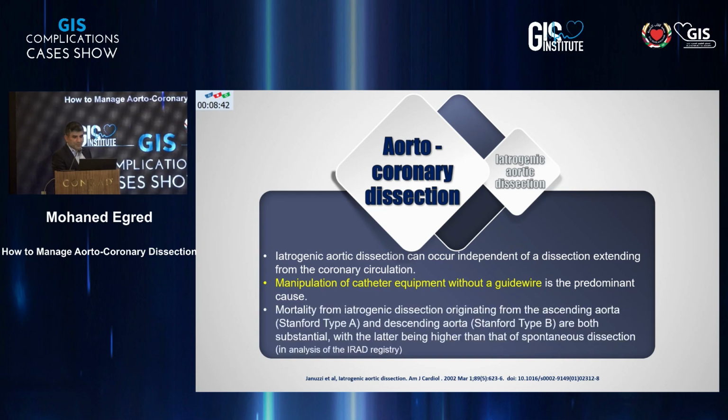And of course, there is mortality from iatrogenic dissection originating from the ascending aorta and descending aorta. Again, some of you might have seen this, and we have seen it on a couple of occasions where 6 or 8 hours later, the patient collapses, and they found on the CT scan that the aortic dissection has propagated all the way down to the descending aorta. Very rare, but it can still happen. So, in other words, this is not a benign feature unless you know that you've sealed the dissection, you've treated it well.